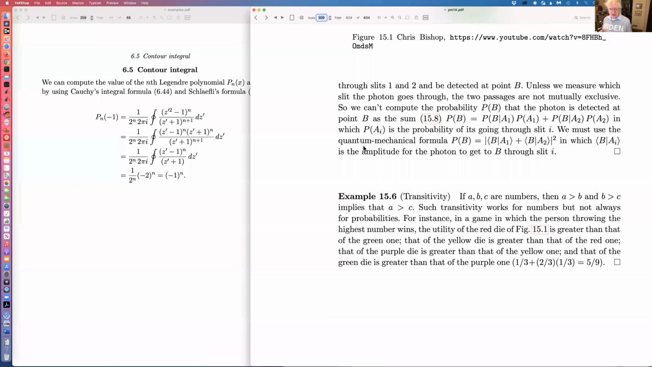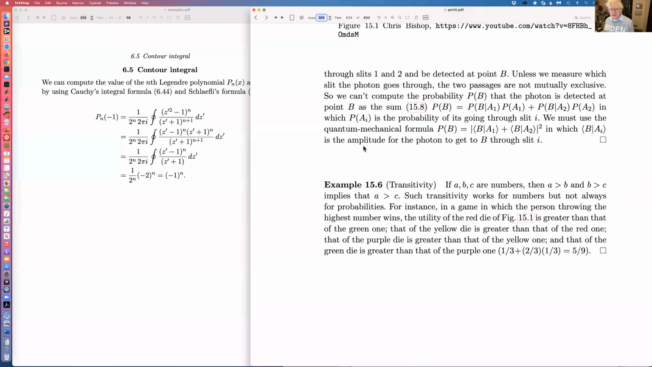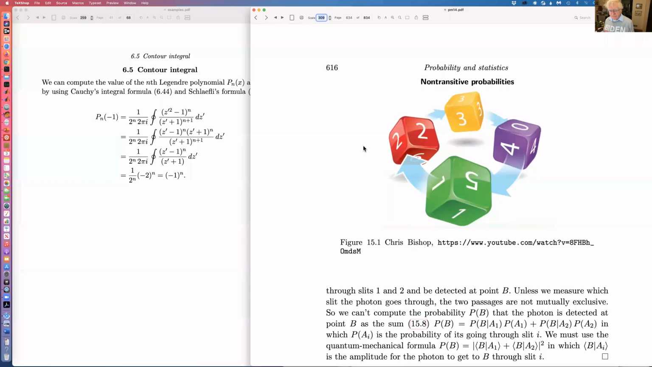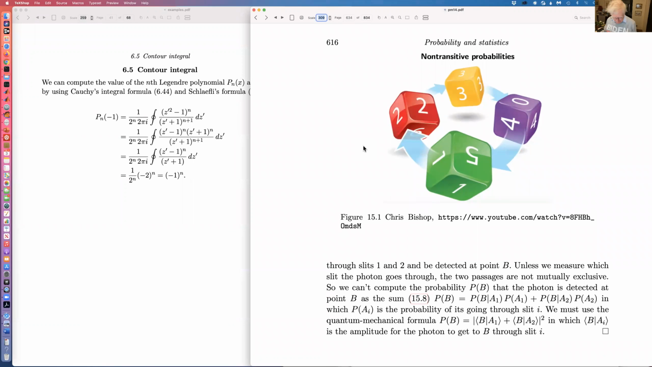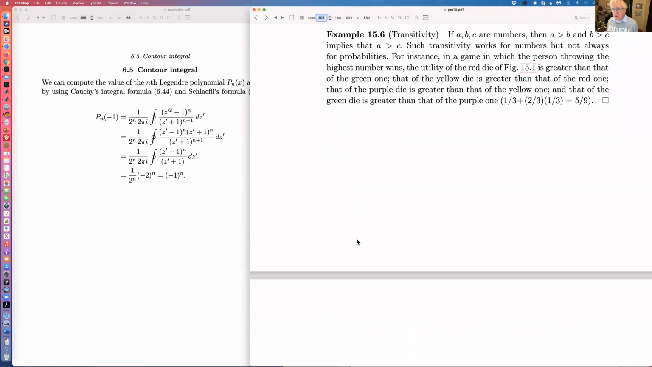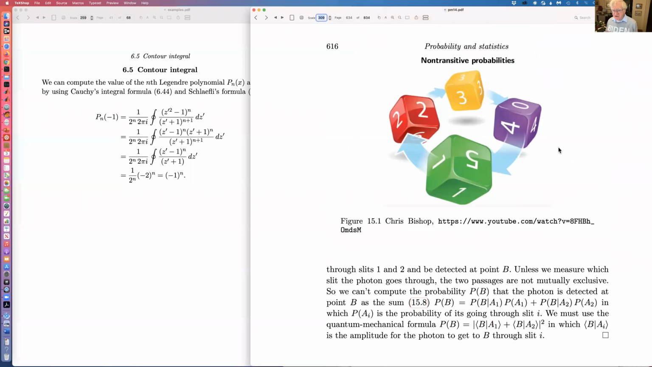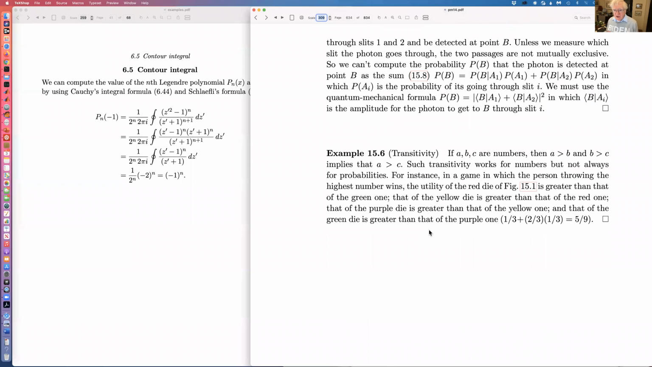So this is something, of course, that you learn in quantum mechanics. It's the statement that ordinary probability theory doesn't really apply to microscopic physics. And now here's another example that I found fairly amusing, and it has this very nice illustration that I stole from Chris Bishop.